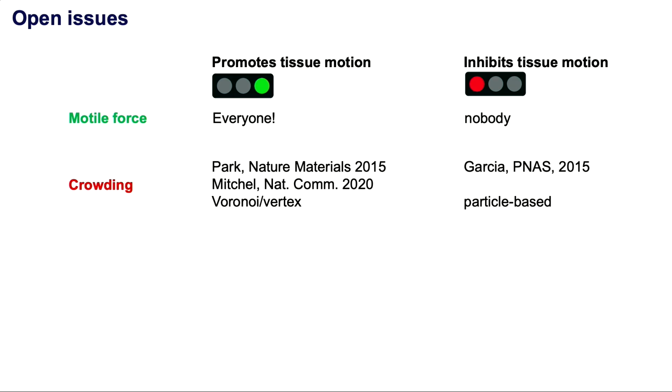But then you may think, okay, what is the effect of crowding? Intuitively you may think, okay, I compress the tissue and the dynamics slow down. And you see this in some experiments. This is reproduced by particle-based models, but you also have experiments suggesting the converse, and you have models, the Voronoi and the vertex model, suggesting that when you compress the tissue the dynamics might speed up, which is a little bit weird.